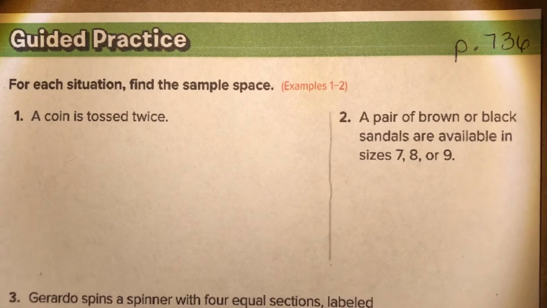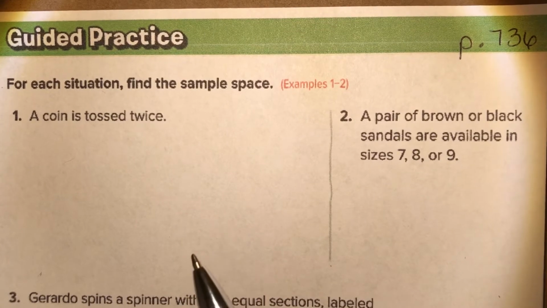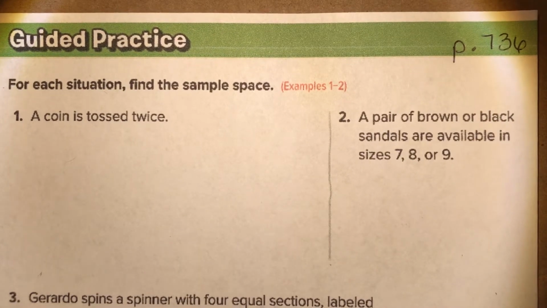So it says for each situation, find the sample space. The sample space is basically every single outcome that can possibly happen with the situation. And then you tell the number. So tell me how many different outcomes.